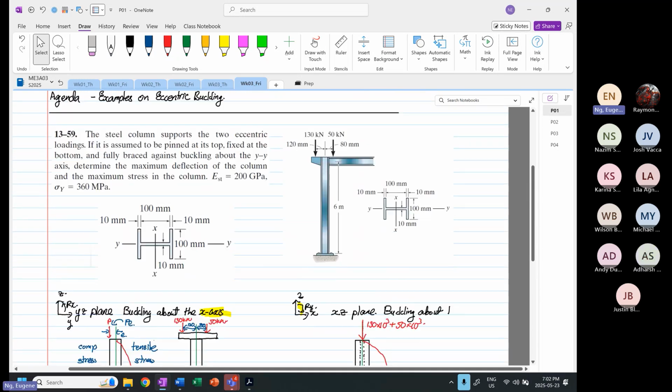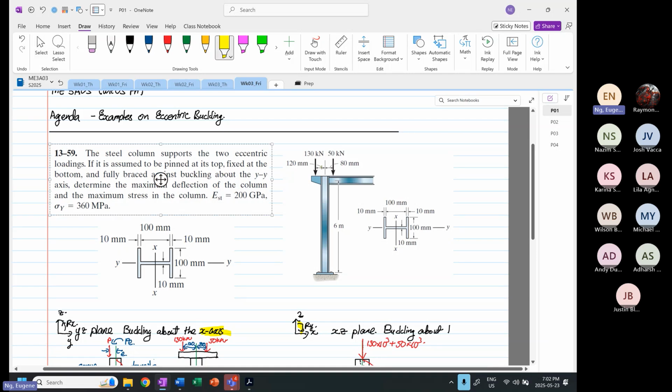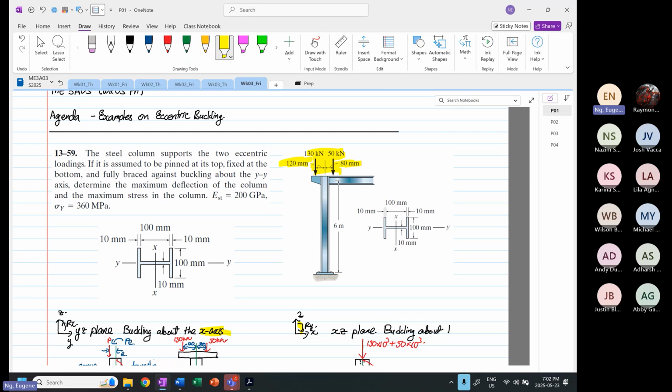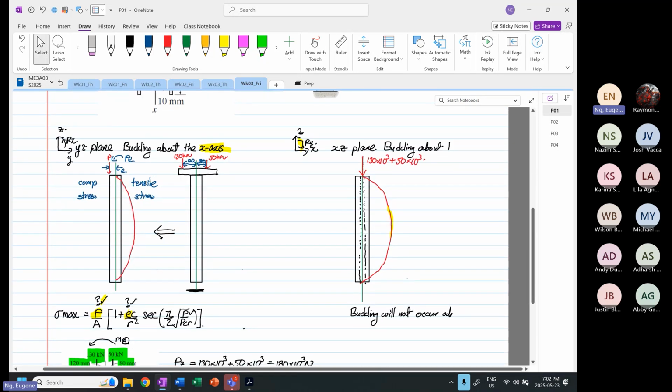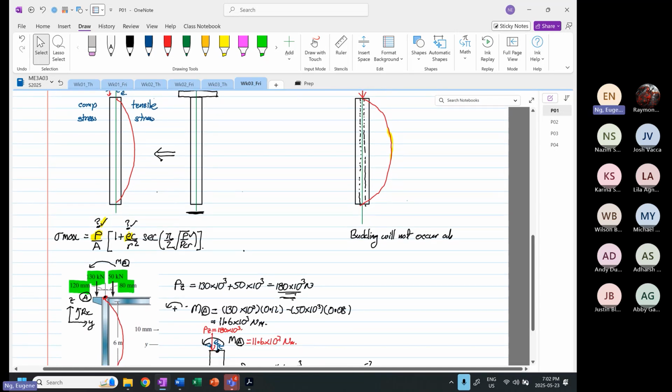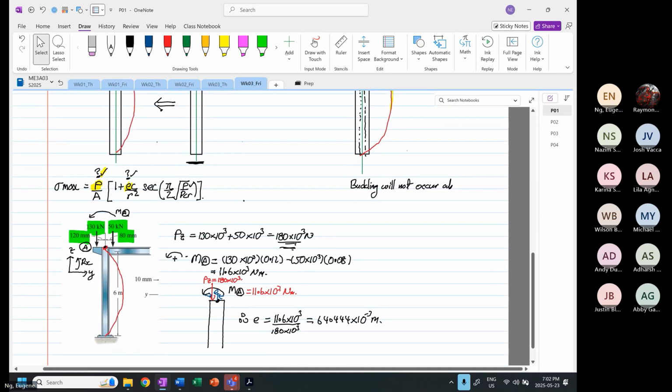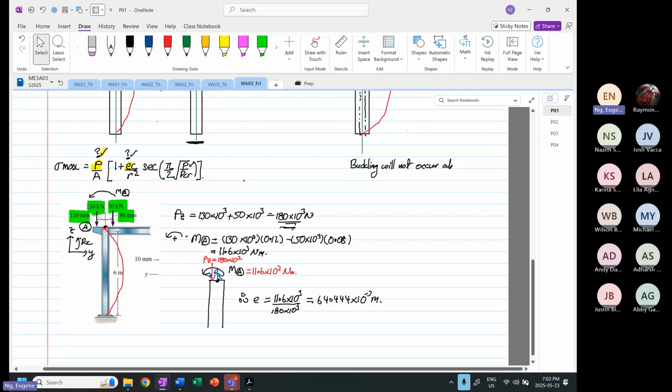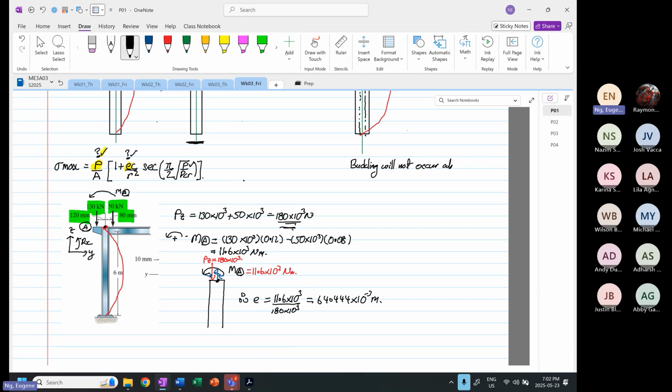What's so unique about this problem is there are two loads and two different eccentric values. So we have to get it to be a single value, the equivalent value. So we have to find P, and we're going to find E. P, we discovered, is 180 times 10 to the power of 3. E, we found, is 64.444 times 10 to the power minus 3. So now we know both P and E, and the next thing we have to determine is our PCR, which we did yesterday before we ended.